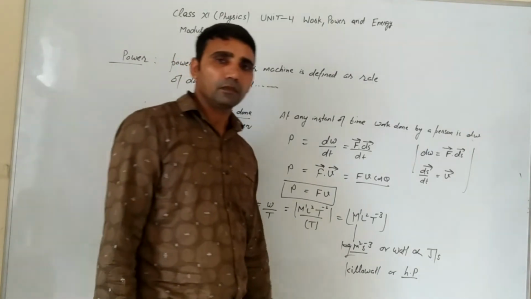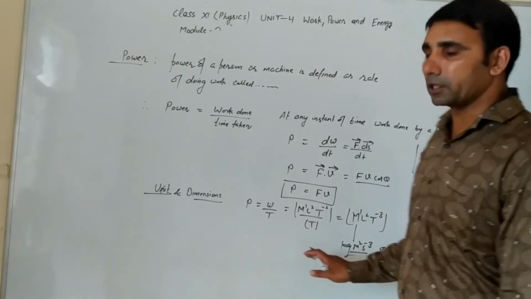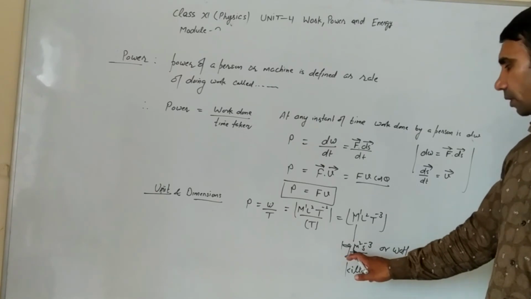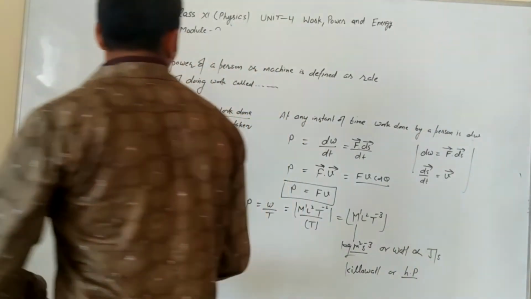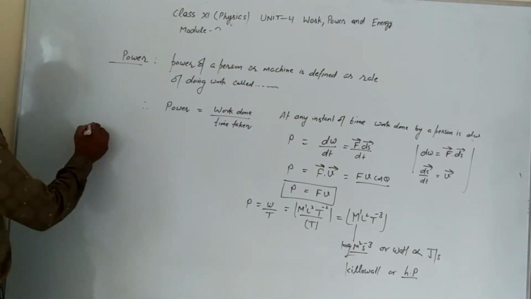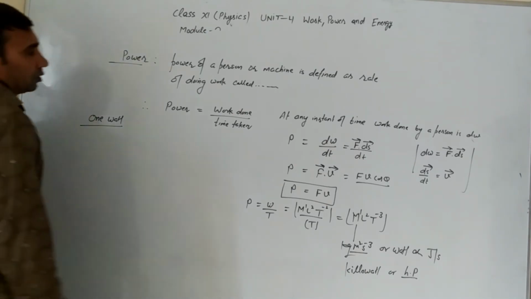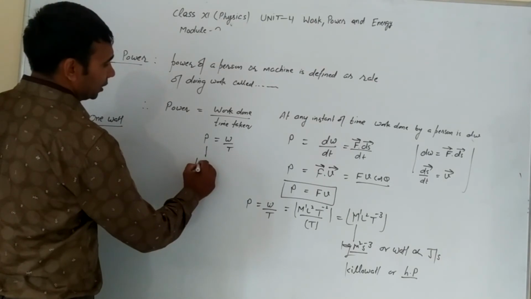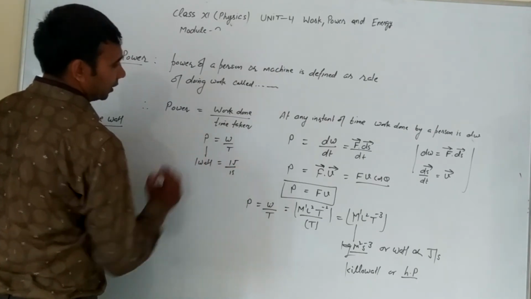Next we will discuss the commercial unit of power, kilowatt hour and horsepower. In the SI system, the unit of power is kilogram meter square per second cube, watt, and joule per second. So what is 1 watt? Power is equal to work divided by time. The unit of power is watt, the unit of work done is joule, and the unit of time is second.